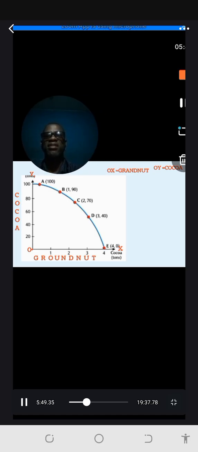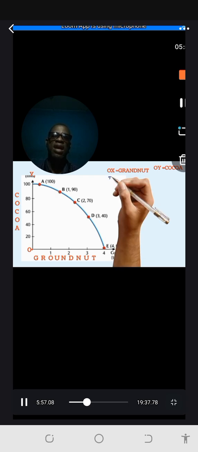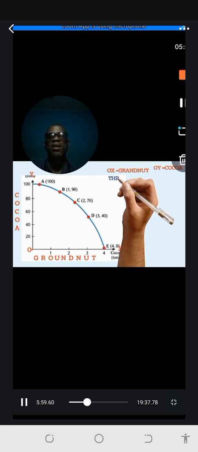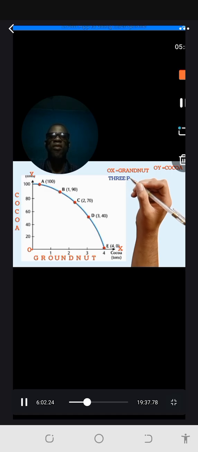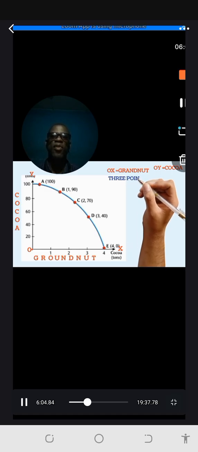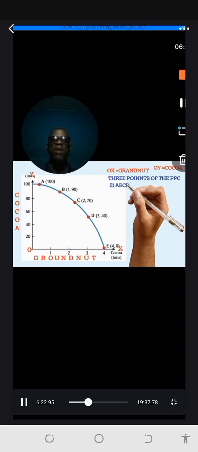We are going to explain three important points, and we are also going to discuss those points that are on the curve. The three important points on the production possibility curve: there is a point along the curve, and we can take another imaginary point inside the curve and one other point outside the curve, and we are going to explain what these points mean.